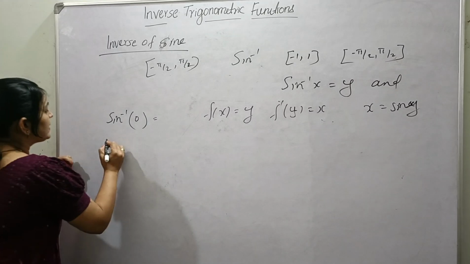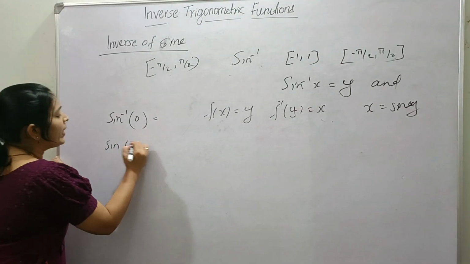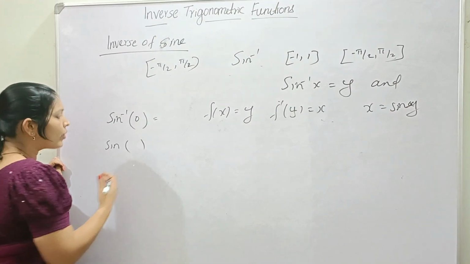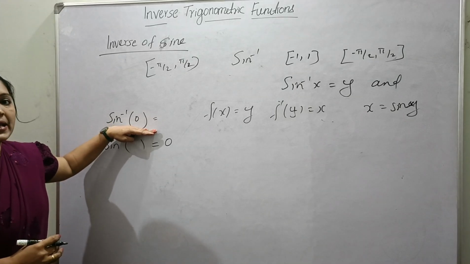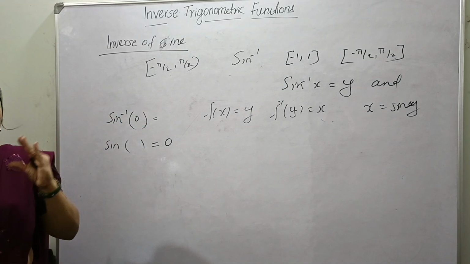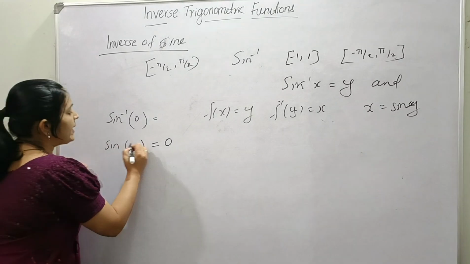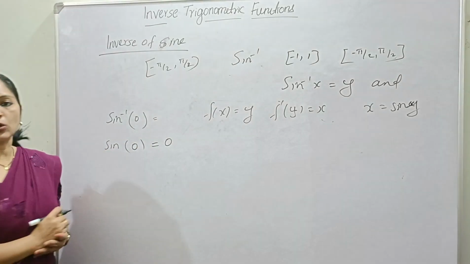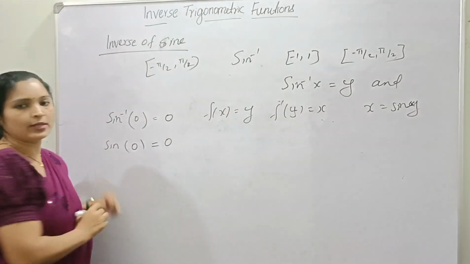Here we will write that is sine of what unknown value or unknown angle is 0. It means sine of what unknown value, that is what unknown angle, is equal to 0. We know that sine 0 is 0. Therefore, sine inverse of 0 is 0.